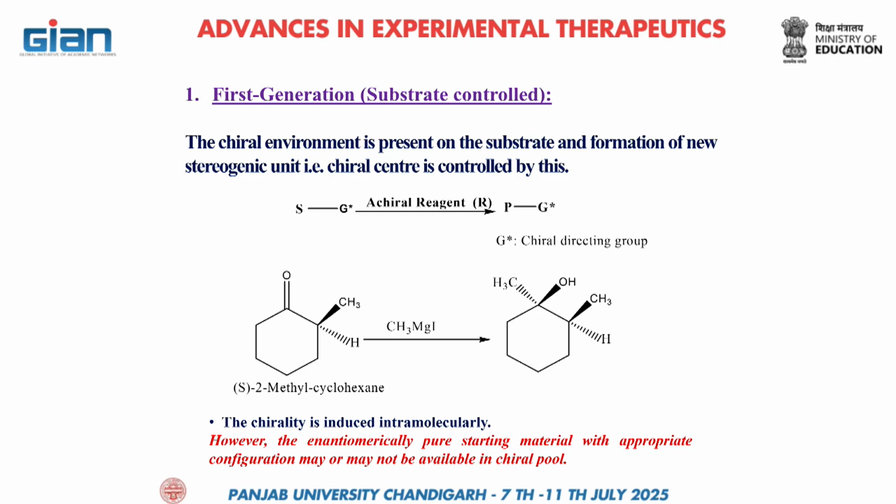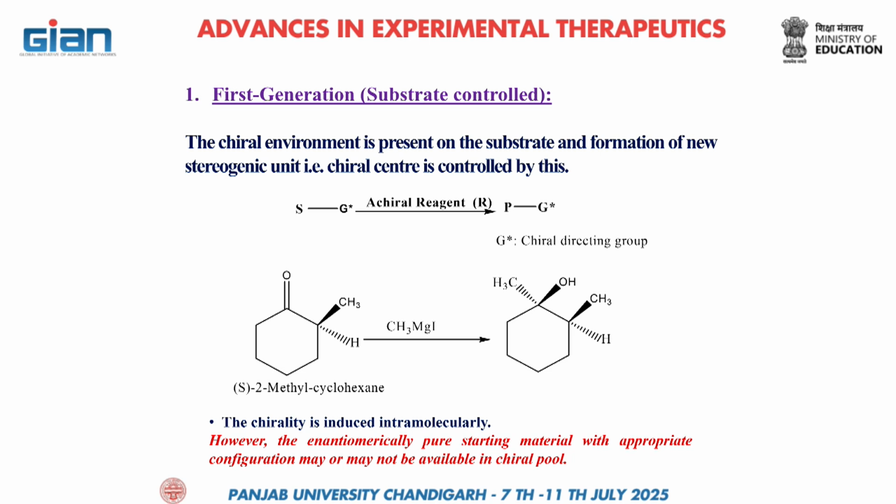So can you see that in the reaction scheme we have seen S with G. G is your chiral directing group. The reagent you are using is not chiral, methyl magnesium iodide does not have any chiral unit. So the first generation question is prepared in objective form like this: if your substrate has a chirality, it belongs to what generation? So the first generation is your substrate controlled. Okay, now if you see, the chirality is induced intramolecularly.